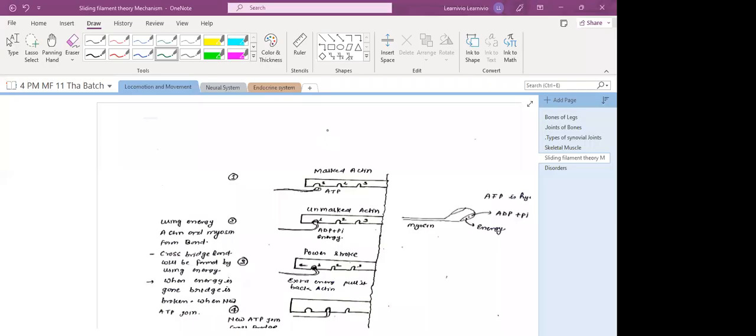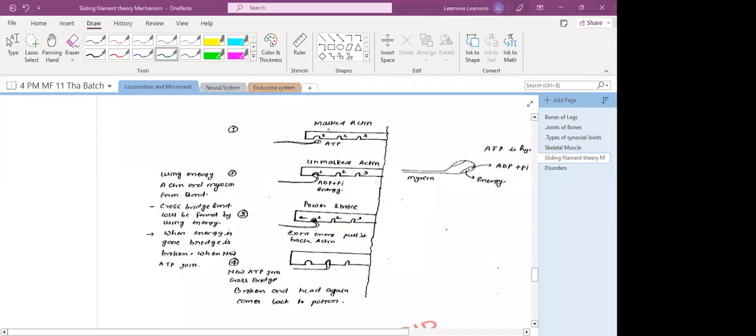Look, what will happen? This is the masked actin protein, right? When the actin protein is unmasked, what will happen? ATP will come at the ATP site on the myosin head. ATP will break down into ADP. Bond formation will take place. This energy will be used to pull the muscles, and extra energy will be used to make this head straight again. And then it will pull it back. That's how it will happen.